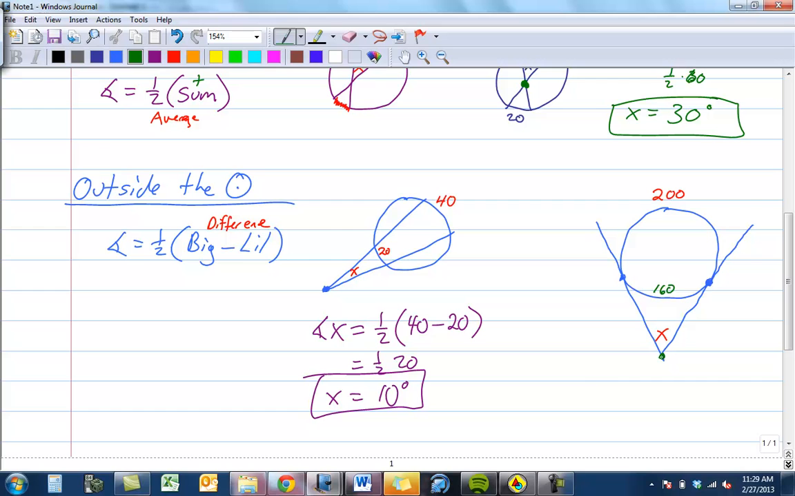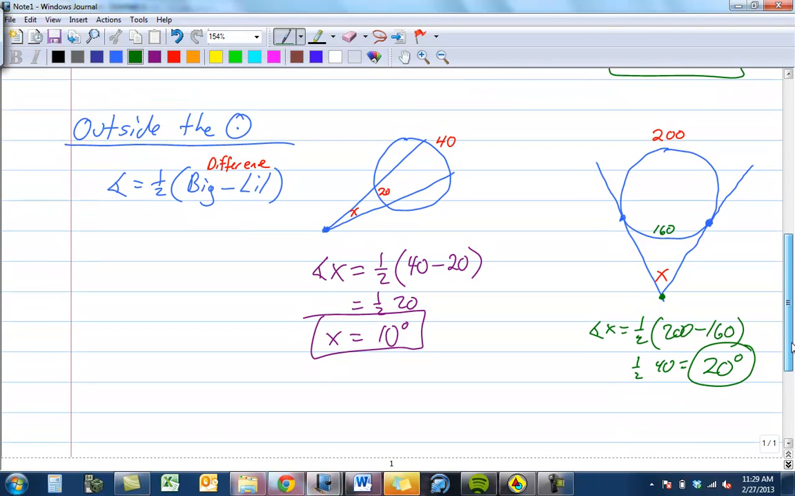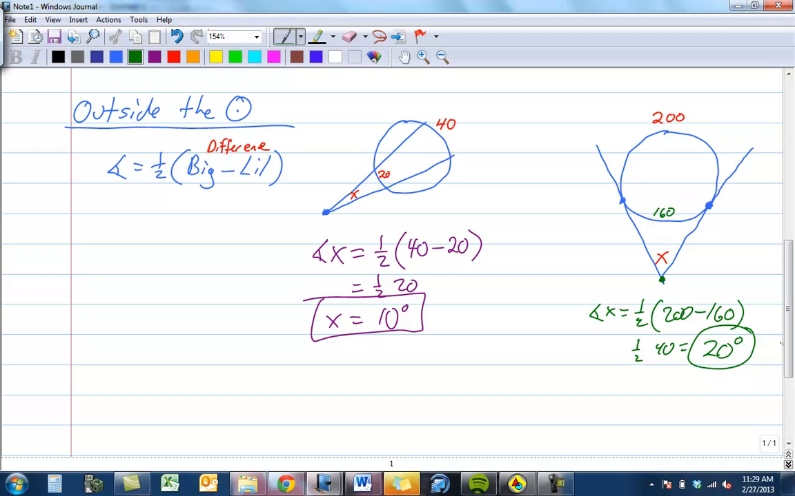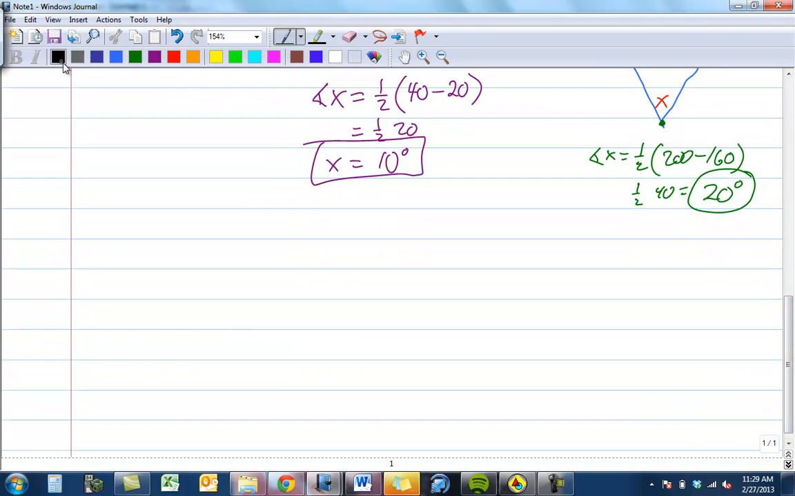The vertex is outside, so the angle x is 1/2 of 200 minus 160. Big arc minus the little arc. So it's 1/2 of 40, which is 20 degrees. 20 degrees. Outside can get funky. I'm going to give you one more. And then we're going to talk about why this works. Suppose I gave you this. Oops. Oh my goodness. It's another tangent.